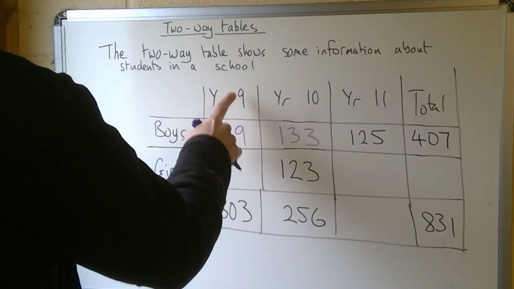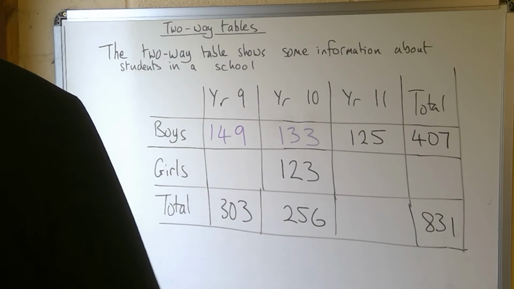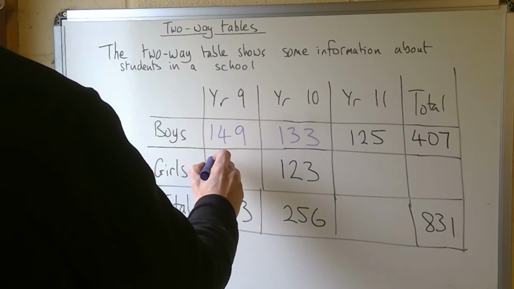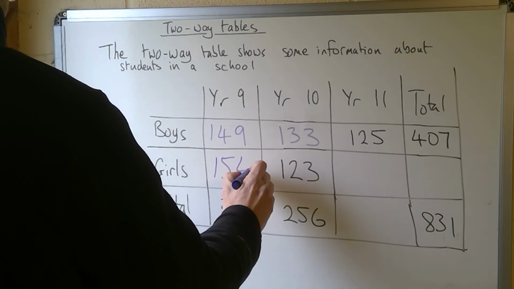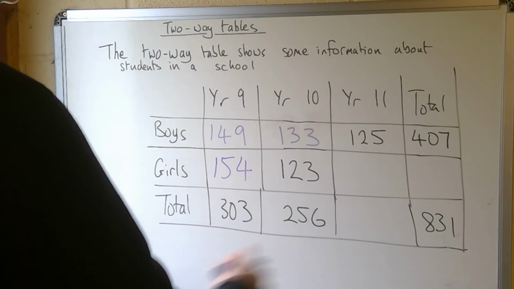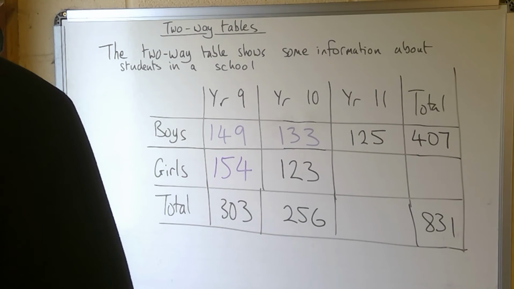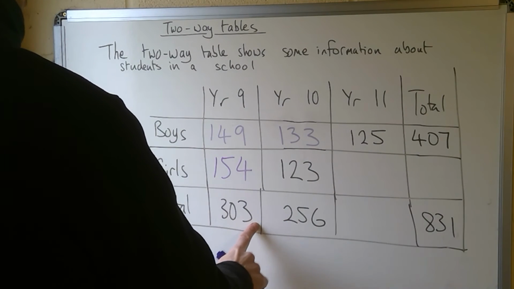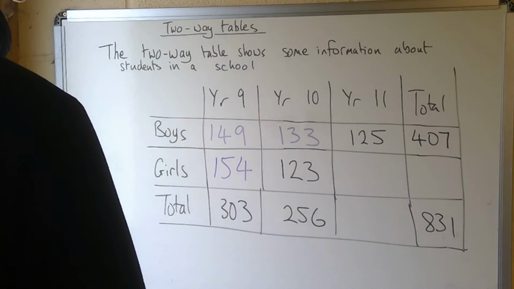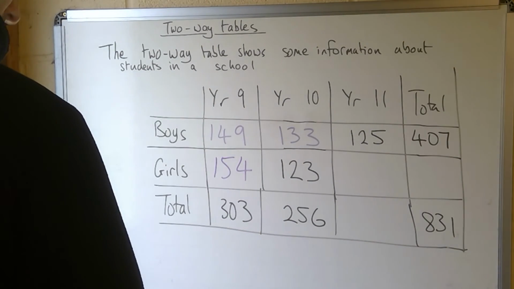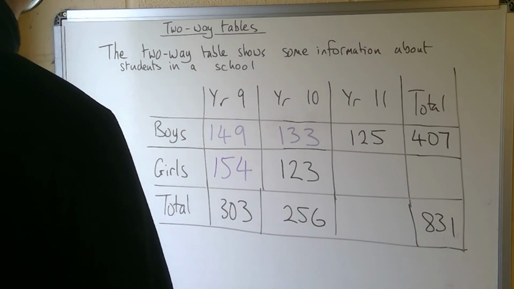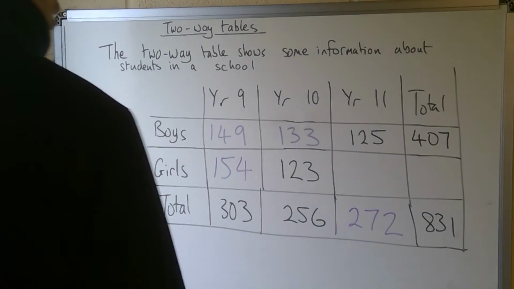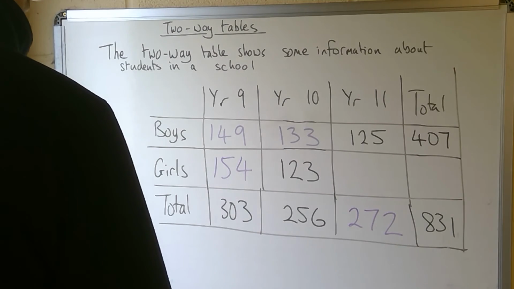149 boys in year 9, 303 students altogether. So if I subtract 149 from 303, I'll have 154 girls. It gets easier as you go on. So now I can work out this figure here, total year 9 and year 10. If I add those two together and take them away from 831, that will give me 272 students in year 11.